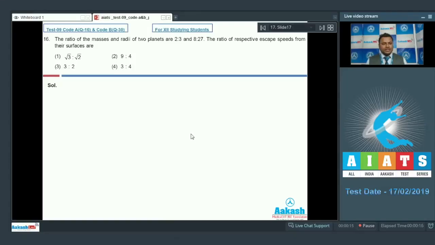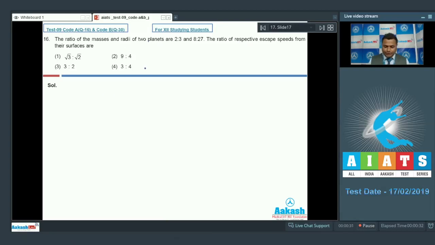So here is question number 16. The ratio of masses and radii of two planets are 2:3 and 8:27. The ratio of respective escape speed from their surfaces will be what?